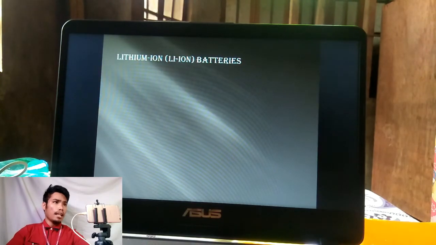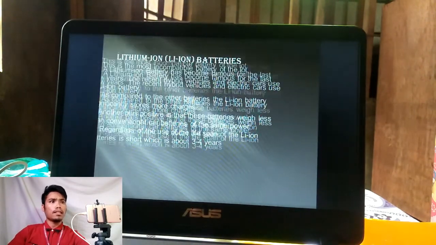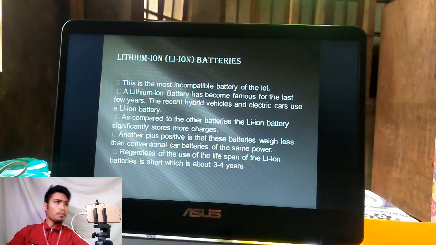Last is lithium ion or Li-ion batteries. This is the most compact battery of the lot. A lithium ion battery has become famous in the last few years. Recent hybrid vehicles and electric cars use Li-ion batteries. Compared to the other batteries, Li-ion batteries store significantly more charge. Another plus is that these batteries weigh less than conventional car batteries of the same power. Regardless of use, the lifespan of Li-ion batteries is short, about 3 to 4 years.